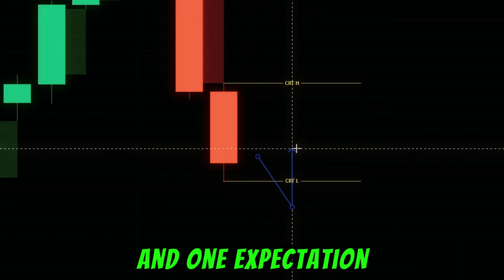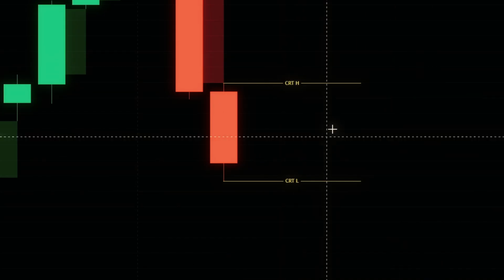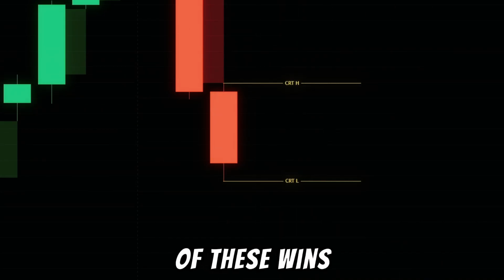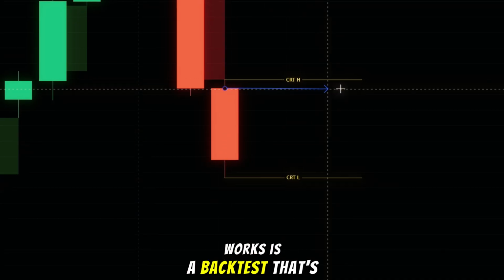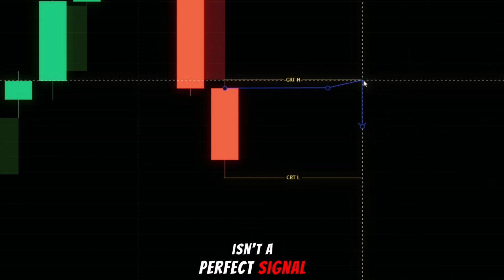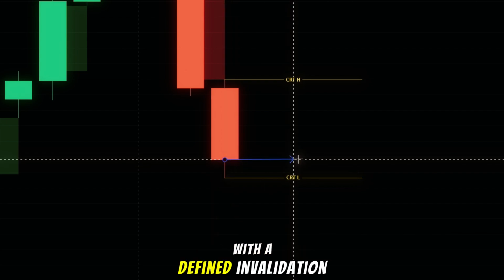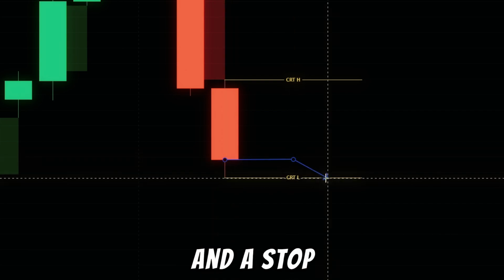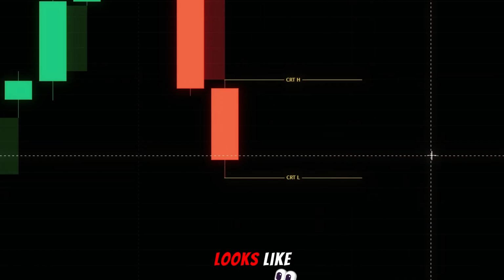And 1 expectation to set honestly, because I'd rather you hear it now. Not every one of these wins. A backtest where everything works is a backtest that's being edited. What you're building here isn't a perfect signal. It's a repeatable reason to be in a trade, with a defined invalidation and a stop that isn't guesswork. That's what an edge actually looks like.